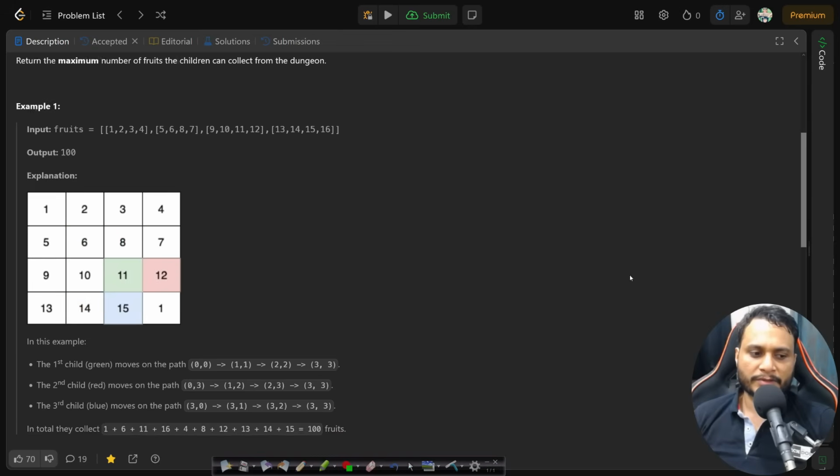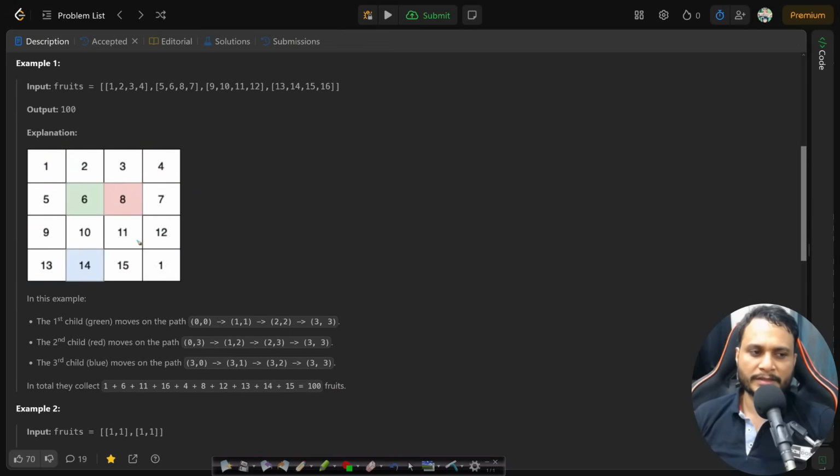Now let's look at the first example which is given. In this case, if the first child is present in the top left, then he has to move exactly n-1 moves, right? You will see that this matrix size is 4 by 4. It is always n by n as given in the problem statement. Okay, here it is 4 by 4.